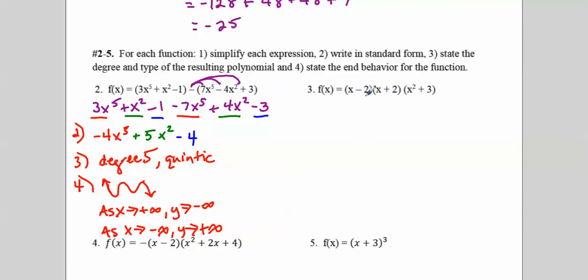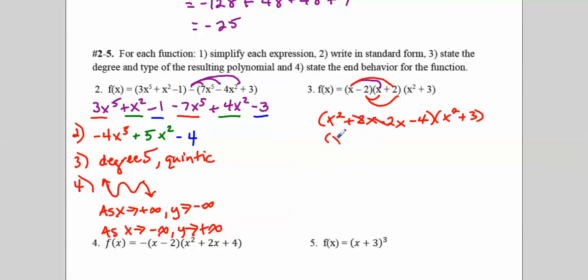Alright, here we're multiplying 3 binomials. So start by multiplying 2 of them. I'm going to multiply here. X times x is x squared. X times 2 is 2x. Negative 2x, and negative 4. Alright, combining like terms, these cancel out.